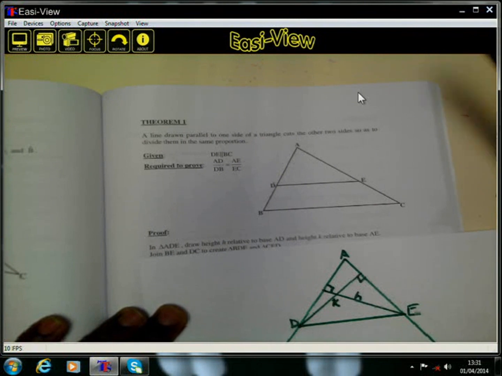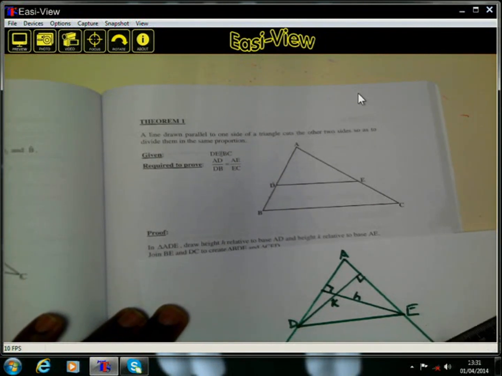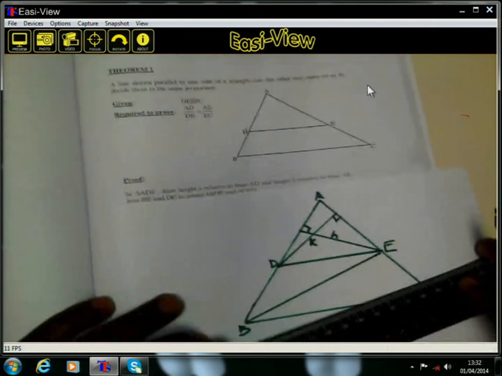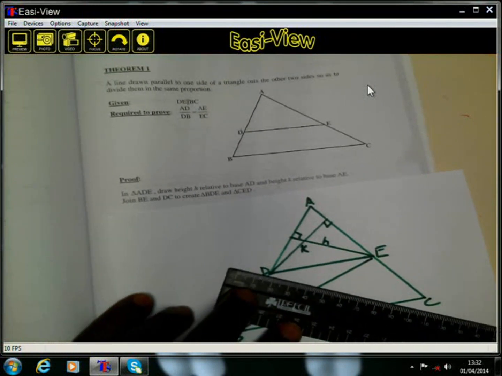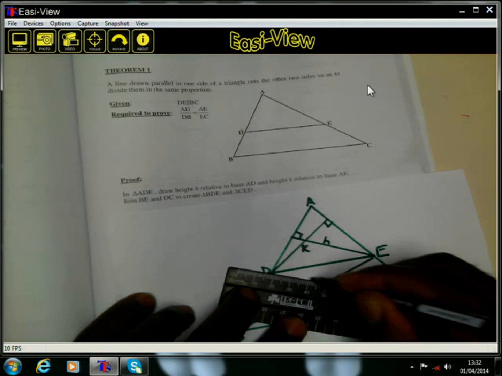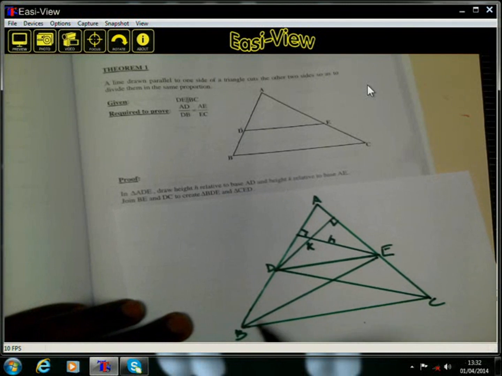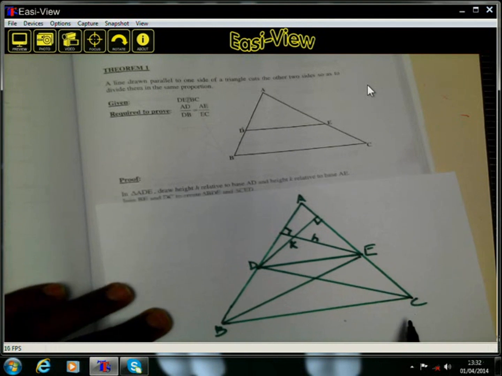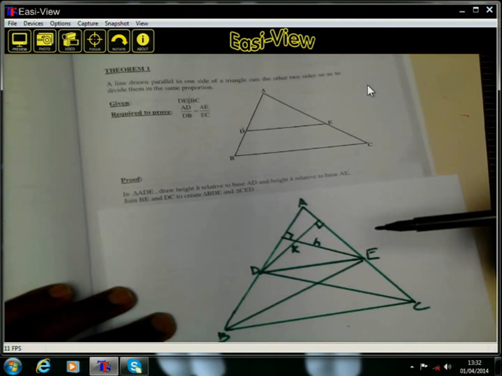Then they say, join BE. I must also join BE and DC. I'm now joining BE. I hope we can all see. I've joined BE, and I've also joined DC. What is the purpose of joining this? Because I wanted to create other triangles. The reason for joining BE and DC was to create triangles BDE.